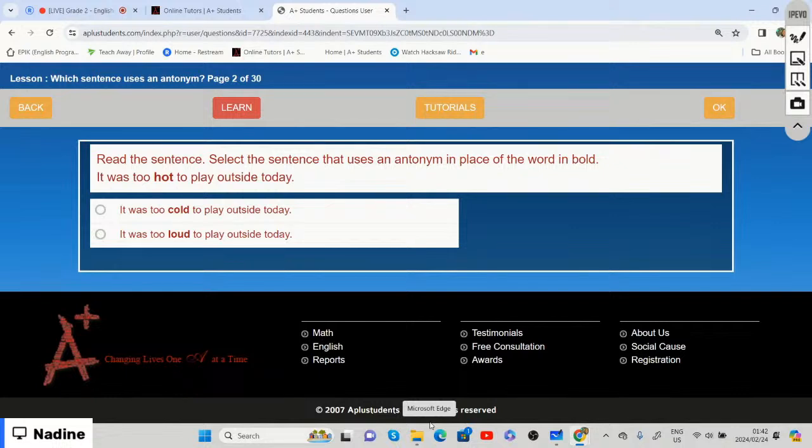So do we say it was too cold to play outside or it was too loud to play outside? It was too cold or it was too loud? The opposite of hot. So it was too hot to play outside today, right? And if we were to find the opposite of the word hot, then we would say it was too cold to play outside today.